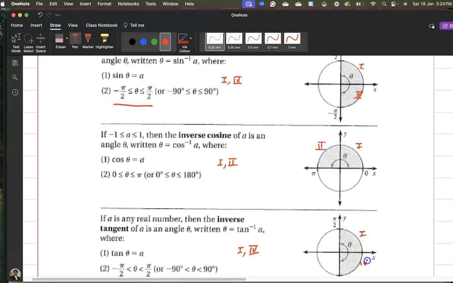But here, it's not equal to minus 90 plus 90. It's excluded, because tan 90 is infinity actually. 90 doesn't come.